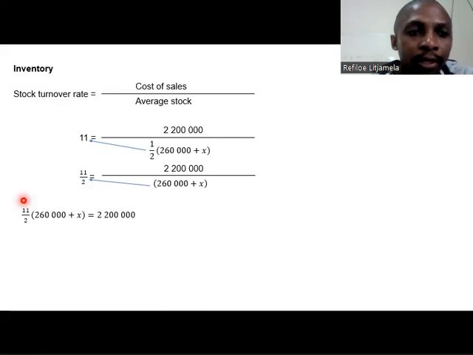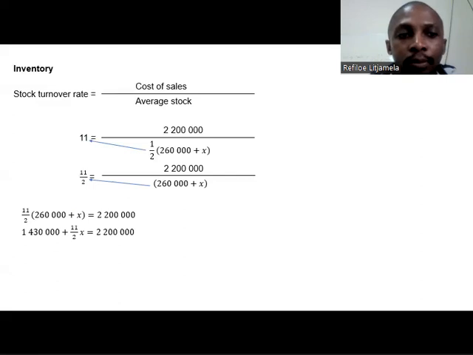So I'm going to take this 11 over 2 multiplied by 260,000 and take this 11 over 2 multiplied by X. And this is what I will get when I do that. So when you take that 260,000 and you multiply it by 11 over 2, you will get 1,430,000. Then you will simply take that 1,430,000 to the other side. You transpose it. We say you are transposing.